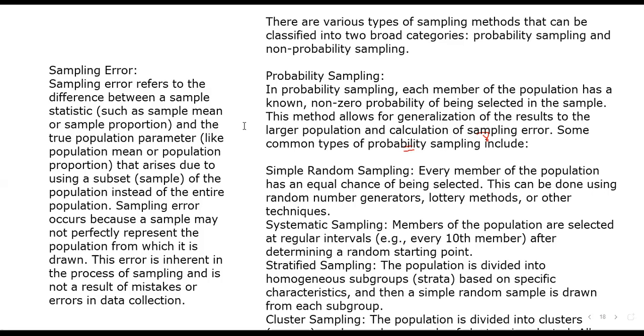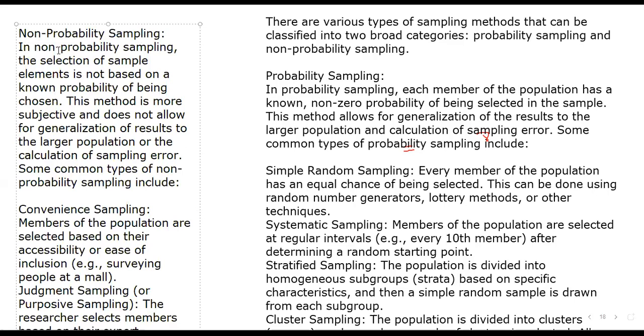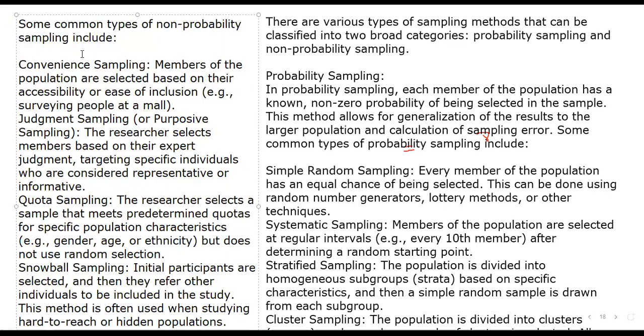Then we also have the non-probability sampling methods, which we discussed the other time. What are the non-probability sampling methods? We just enlist them here. The non-probability sampling methods require some sampling process where we don't necessarily need to choose a probability. It is subjective and does not allow generalization to the larger population. Some of the common types include the following.